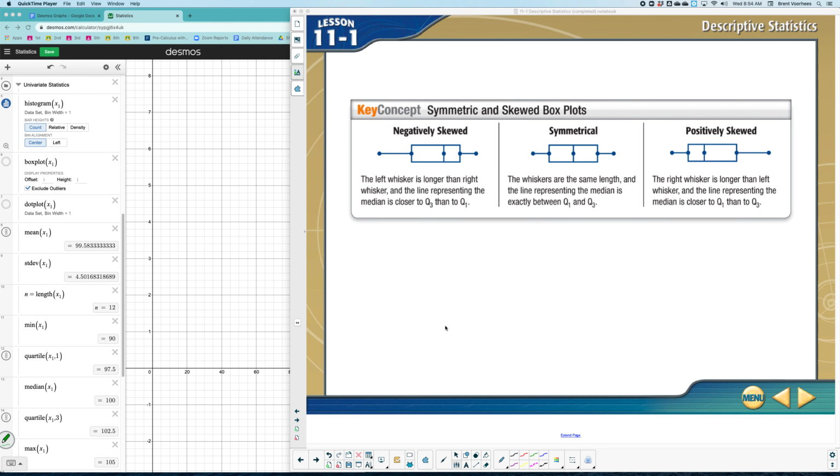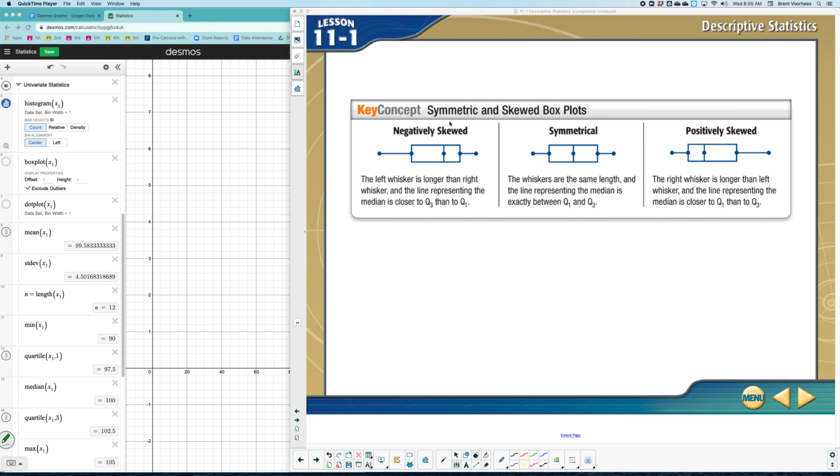Example 3. Now let's talk about what we call box plots. We can talk about negatively skewed, symmetrical, and positively skewed a lot easier than we could with the histogram, at least in my opinion. This box plot is going to show us a picture kind of like this to represent the data.